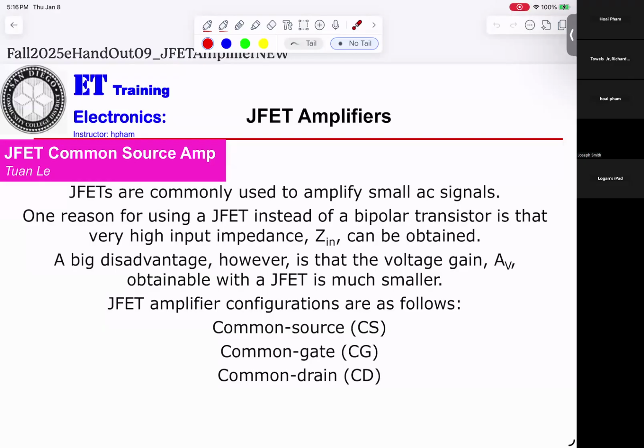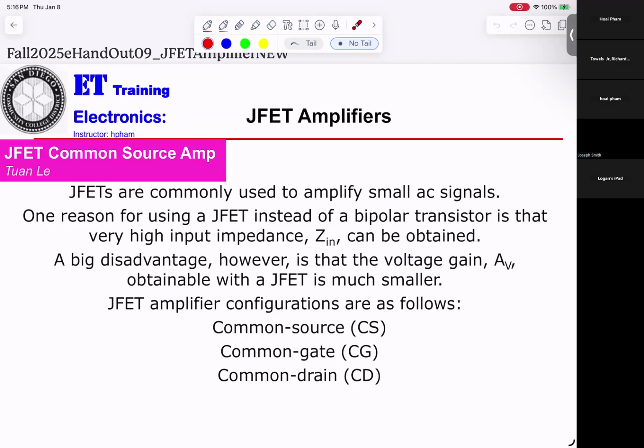In the past, we already did the bipolar transistor. In that bipolar transistor, we get an amplifier, and they get a common emitter, common base, common collector.